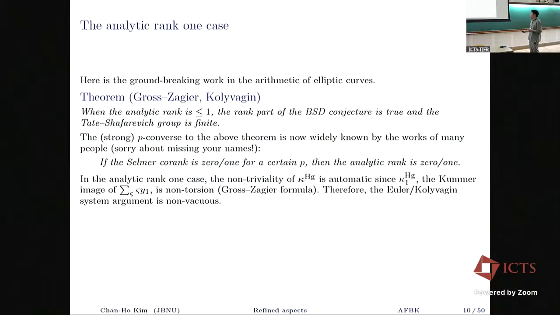And also a strong converse to the above theorem is now widely known by the work of many people. I'm sorry about missing all the names. There are so many people working on the p-converse these days. The converse means the following. If the Selmer rank is 0 or 1 for certain p, which is basically where the Heegner point main conjecture holds, then the analytic rank is 0 or 1. In the analytic rank 1 case, the non-triviality of this whole system is automatic, because kappa 1 Heegner itself is non-torsion via the Gross-Zagier formula. So the Euler-Kolyvagin system argument cannot be vacuous, so it just works.